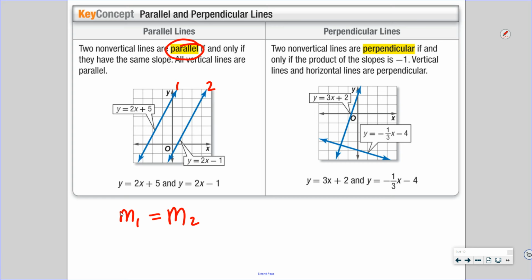Perpendicular lines. Ooh, good throwback to geometry. We're talking about perpendicular lines right now. Perpendicular lines are lines that cross at what degree angle? 90. Good. Yep, they form a right angle.